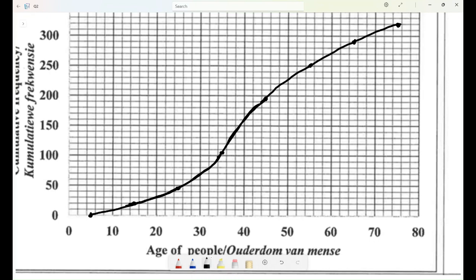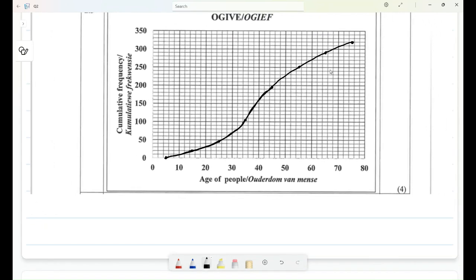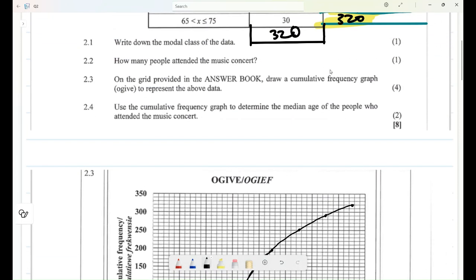Let me just do this. Yes. All right. I tried my level best there. Now let's answer the question that follows then. I now have my Ogive. Let's answer the question that follows. Use the cumulative frequency to determine the median age of those who attended the music concert.